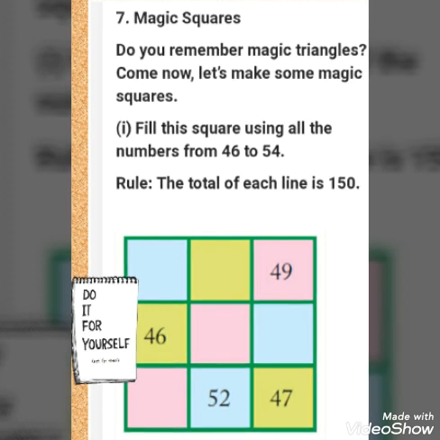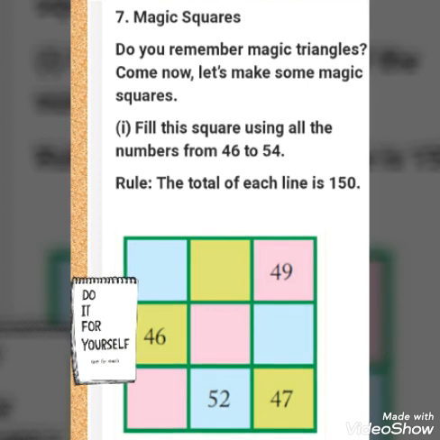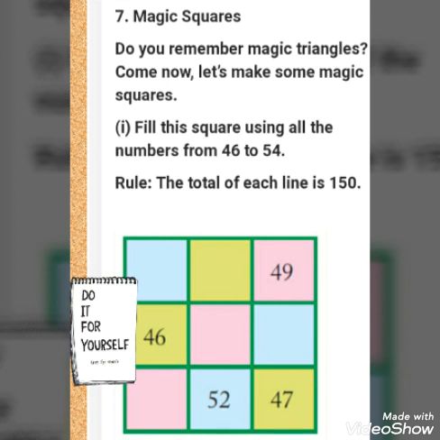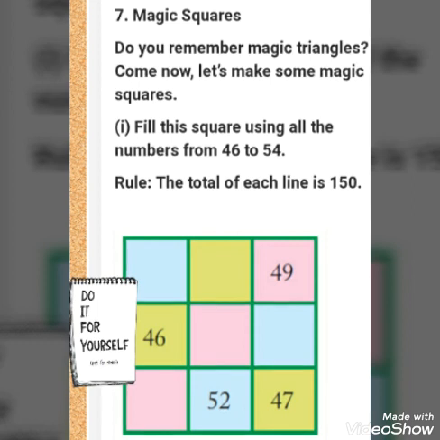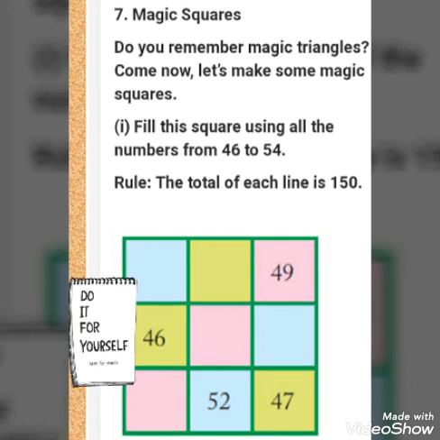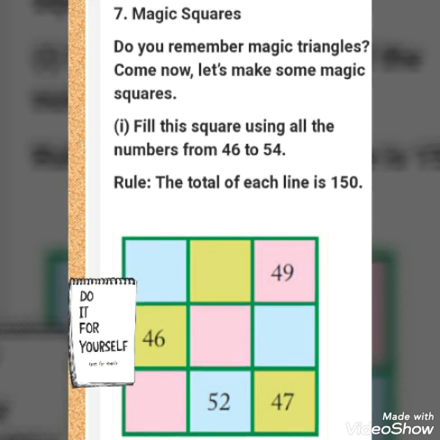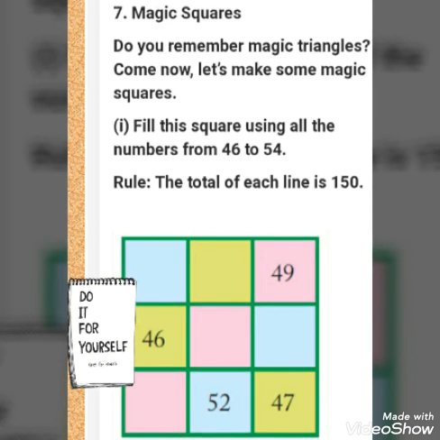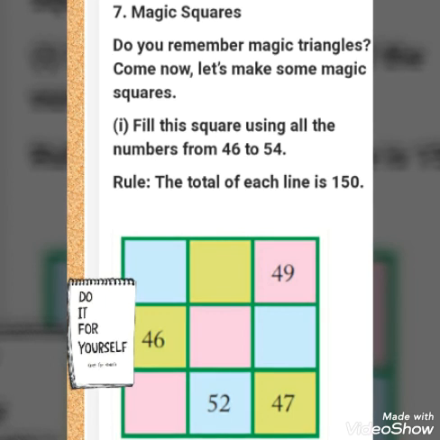The rule is the total of each line is 150. So here the total of each line, meaning horizontal line and vertical line, all should be 150. And you have to fill up the square using the numbers from 46 to 54. No other number you can take. These are the two conditions of this question. Number 1, you have to take the numbers from 46 to 54. And number 2, all the lines, whether vertical or horizontal, the addition of all the numbers should be 150.